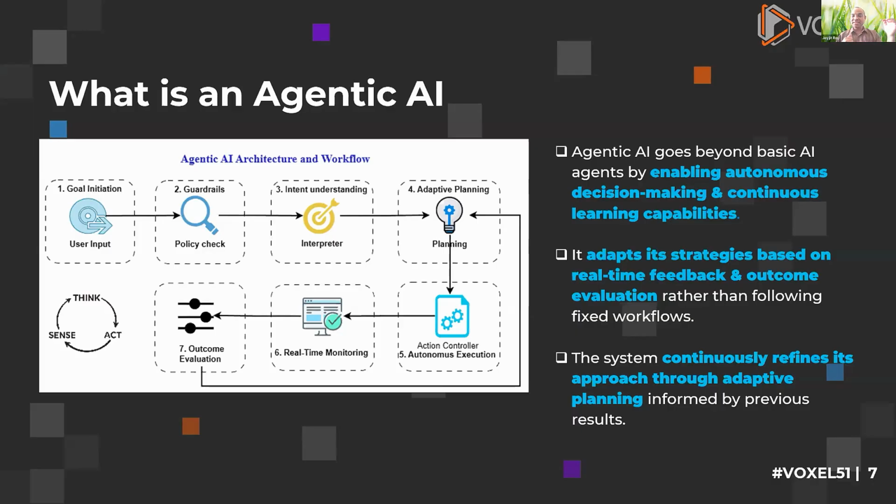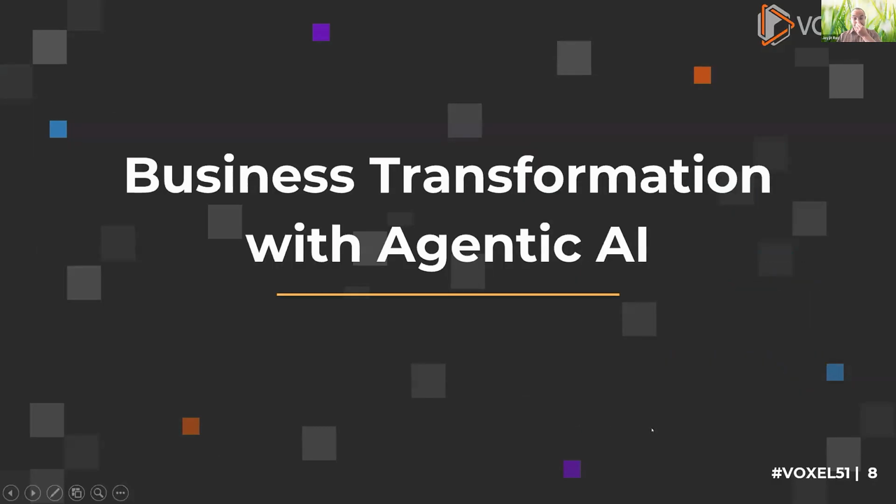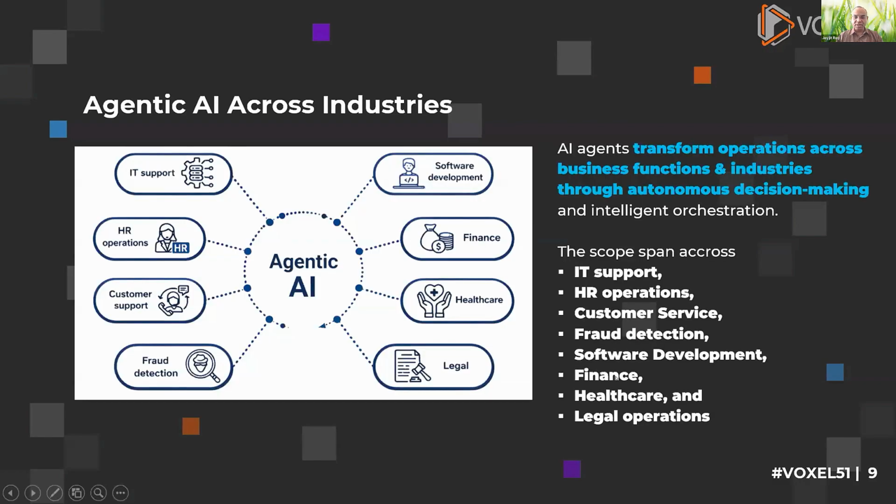Basically, an AI agent is a workflow, but Agentic AI is really smart to think when it's acting. So that's the difference. Now is the interesting part. We understand the differences, right? Business transformation with the help of Agentic AI. I'll try to move faster in the interest of time.